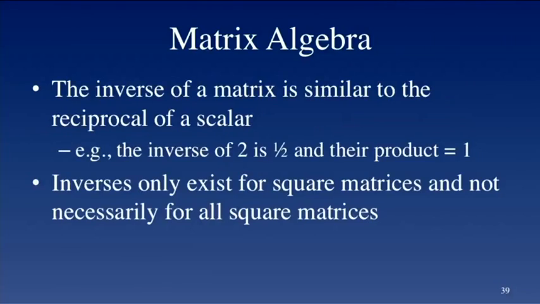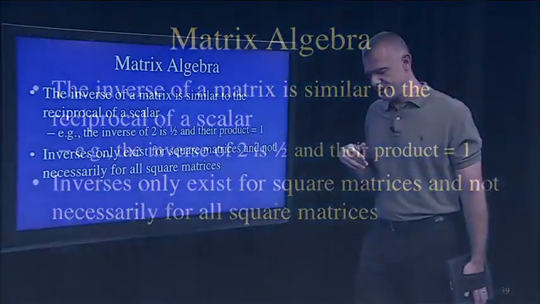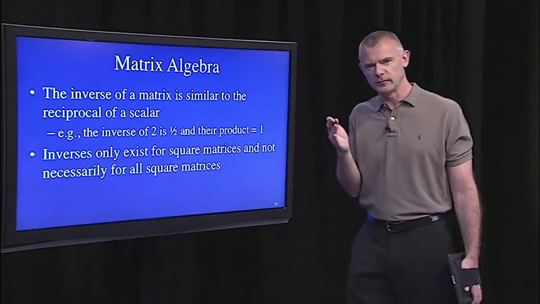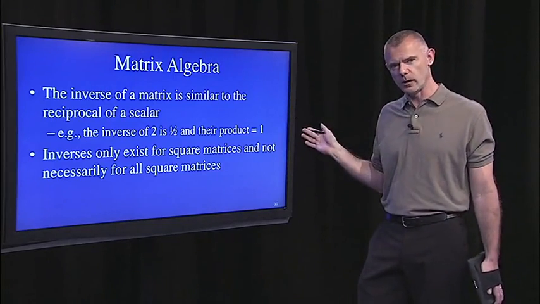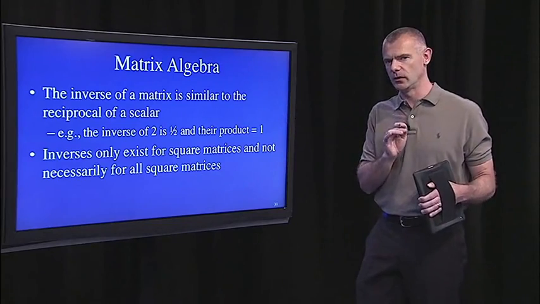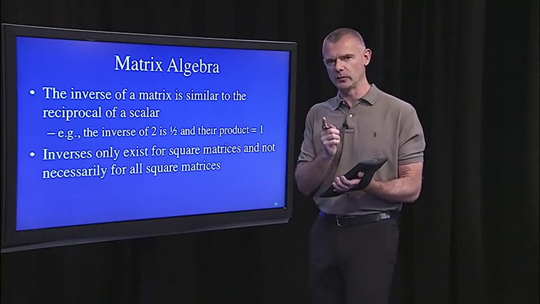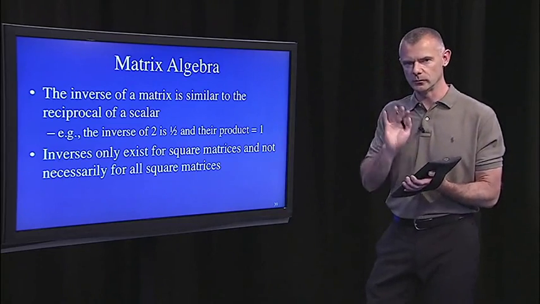And finally, the inverse of a matrix is analogous to taking the reciprocal or inverting a regular scalar number. So, for example, the inverse of 2 is a half, and the product of 2 times 1/2, to be clear, is 1. Inverses only exist for certain types of matrices. They only exist for square matrices, and sometimes you can't even invert square matrices. That sometimes results in problems in multivariate procedures, which we'll get to.